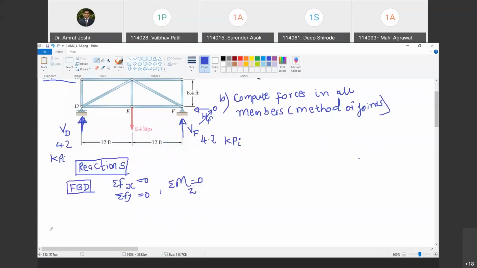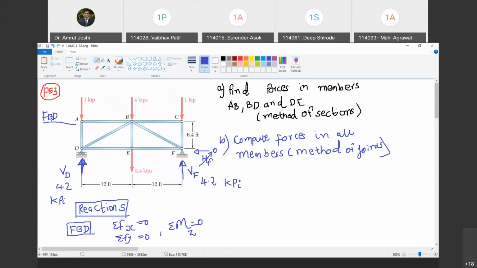We are going to solve for part A now. So if I were to find out forces in members AB, BD and DE alone, what will I have to do? I will have to take a section. Do you agree with me? Yes, sir. How does that section look like? The section is going to look like this. I am going to call it section XX. Are you with me? Yes, sir.